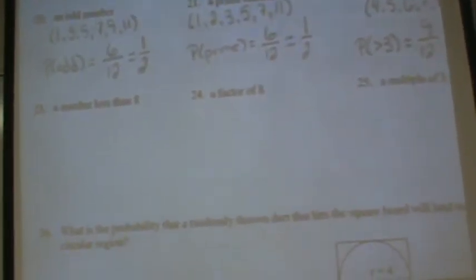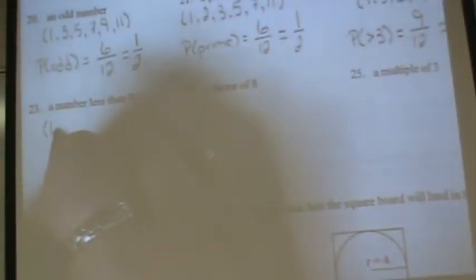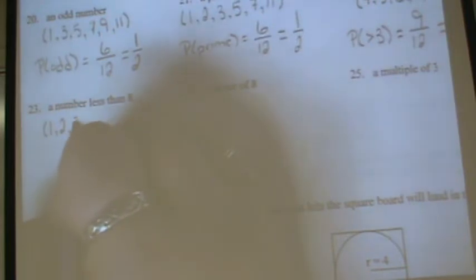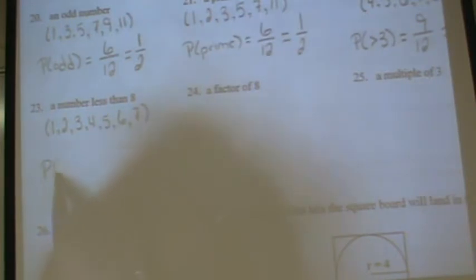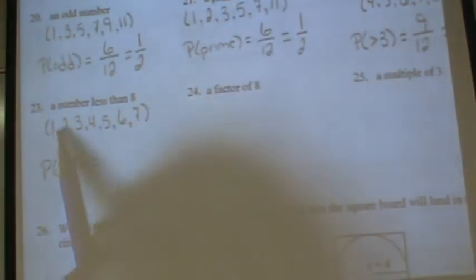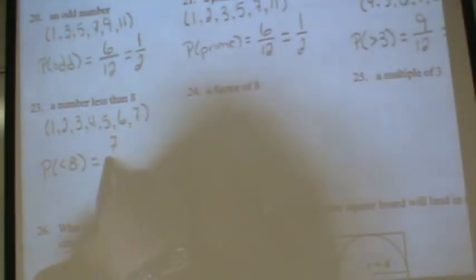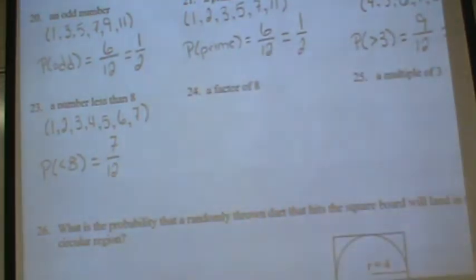Number 23, a number less than 8. So all of our numbers less than 8: 1, 2, 3, 4, 5, 6, and 7. So probability less than 8, we have 1, 2, 3, 4, 5, 6, 7. And that's out of our original 12.